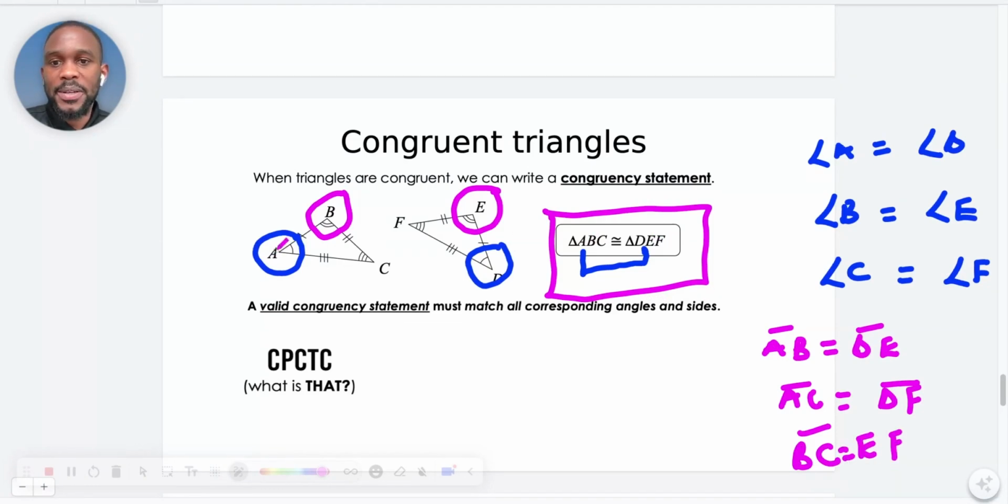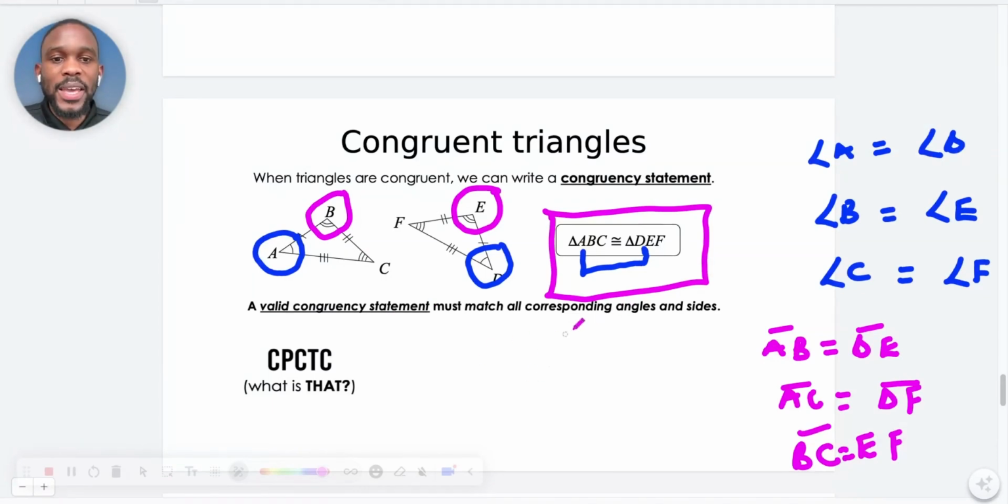So let's look at AB. You see, AB has to be equal to ED or DE, yeah? That's why they're marked by one bar. And then these are marked as triple bars. They're the same here. Same here. So that's what it means for corresponding parts of a congruent triangle to be congruent.